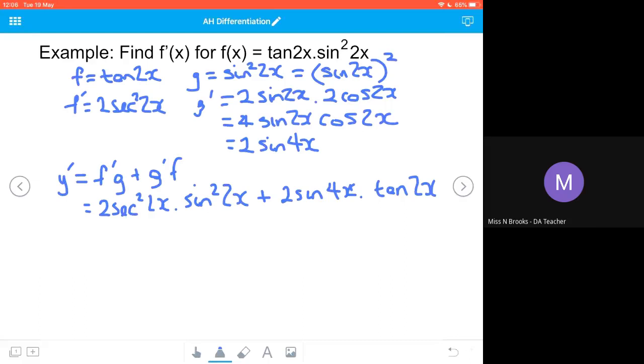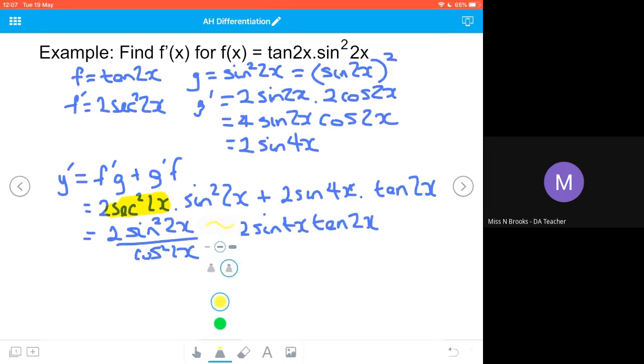Now, we want to do some simplifying, and we can realize that since we've got a tan 2x on the right-hand side of our expression, we can derive a tan 2x on the left-hand side of our expression. And so we're going to replace this secant of 2x all squared using the fact that we know that the secant of x equals 1 over the cos of x. So the secant of 2x all squared is going to be equivalent to 1 over the cosine of 2x all squared. So if I rewrite that, I'm going to have 2 multiplied by the sine of 2x all squared over the cosine of 2x all squared. And I'm going to add that on to my 2 sine 4x tan 2x.